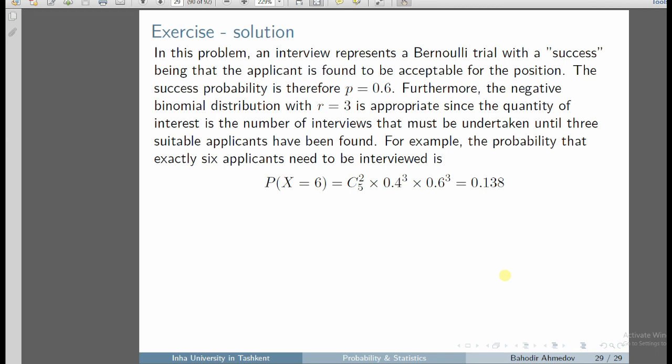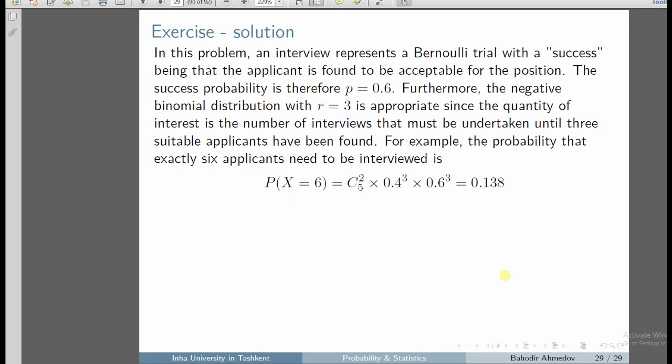Okay? Now, let's change the problem. Usually, especially in Europe, if you apply for a job to a company from a different city, and if they call you for an interview, they cover all the expenses: your traveling expenses, your accommodation, your meals, everything. So let's say the company has a budget to make at maximum 6 interviews. What is the probability that the company's budget is enough to find 3 workers?